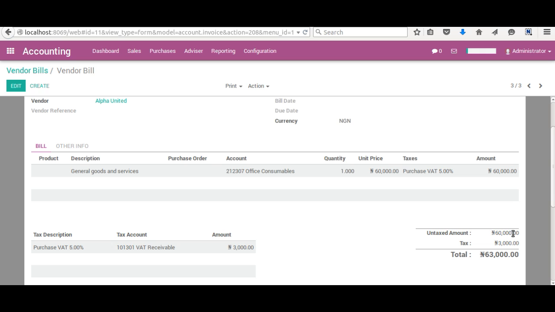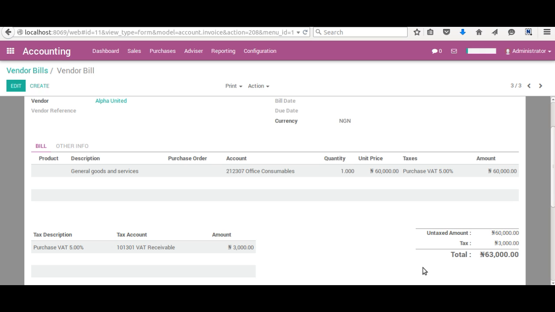Now when I want to pay this invoice, I should actually pay 63,000 because I have an obligation under the tax laws in my country to pay VAT on every goods and services that I consume. So I'm going to pay 63,000. Okay. Now, there is another law, the withholding tax that we're discussing now.